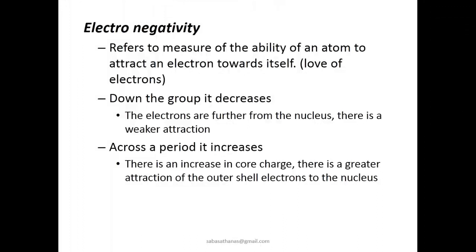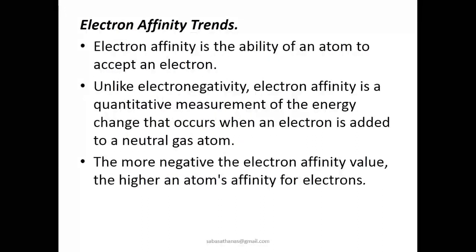Ndio maana ukiangalia compare kati ya group number 1 na group number 7, group number 7 in order to become stable inahitaji only 1 electron. Kama inahitaji electron moja, unakuta uwezo wa kuweza kuvuta electron ili ku-maintain stability unakuwa mkubwa kabisa ukicompare na group number 1. Group number 1 ni rahisi ku lose, lakini sio rahisi ku-attract electrons. That is the so called electronegativity. But there is another physical trend known as electron affinity.